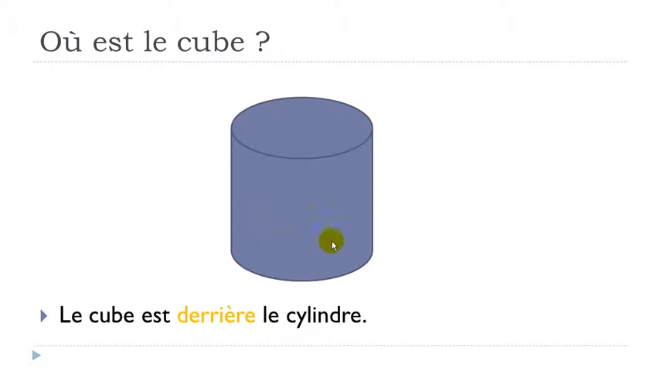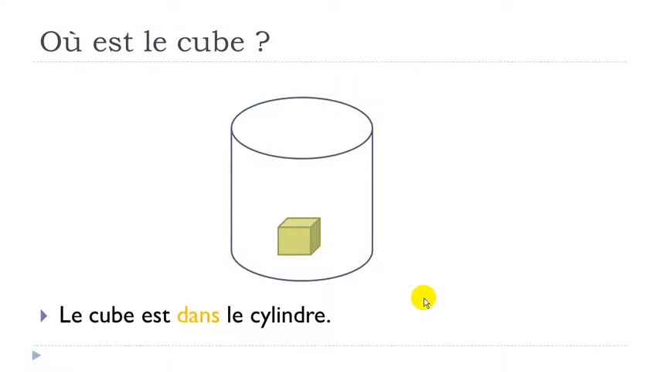And now, behind, it's not possible to see it, that's the reason why. Le cube est derrière, so behind, le cylindre. Le cube est derrière le cylindre. So I've been taking away the color just to show you that it's inside, okay? So, in, le cube est dans, so in, le cylindre. Le cube est dans le cylindre.